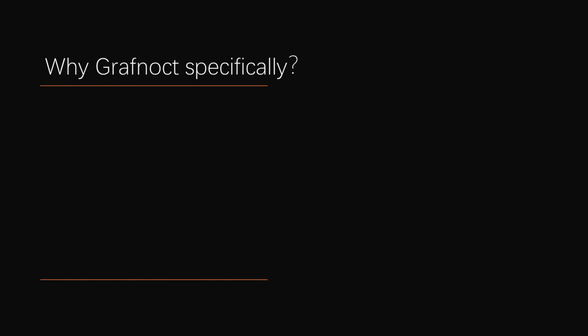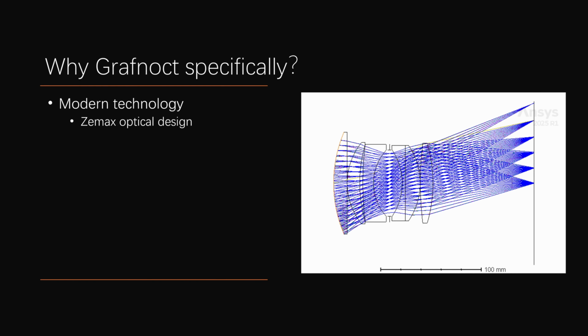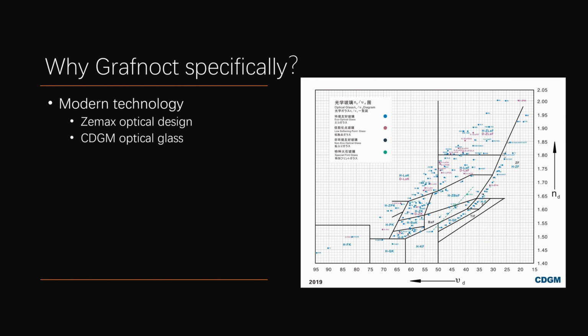So what's special about the Grafnoct lens? Why should you choose it instead of the other ones? Firstly, it was designed based on modern technology, so you can have new optical design software like ZMax. Back in the days, optical design was a whole bunch of people doing calculations manually. The new technology makes optical design way easier and gives better results.